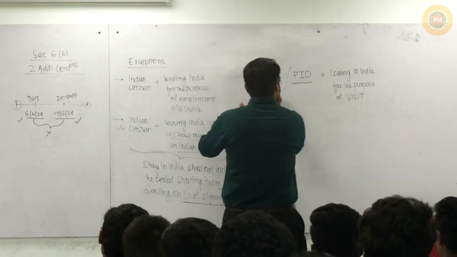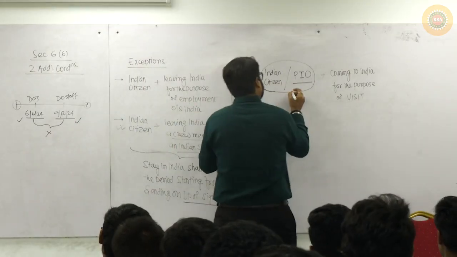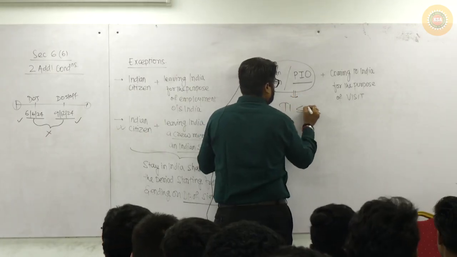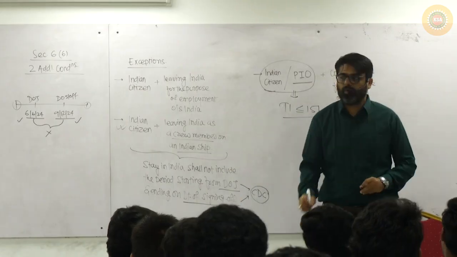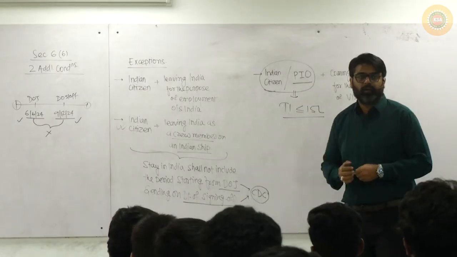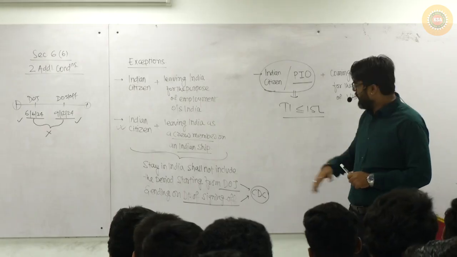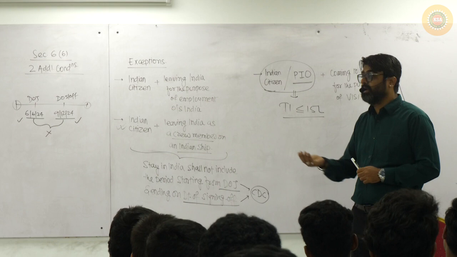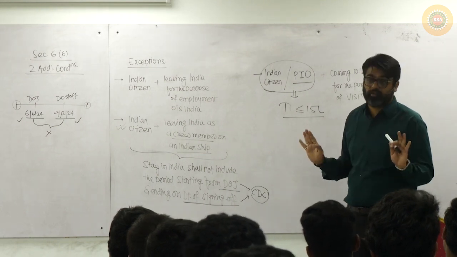But this Indian citizen or a person of Indian origin will be covered by the third exception only if his total income does not exceed 15 lakhs. Only if his total income does not exceed 15 lakhs. Now, this total income includes income from all the sources.